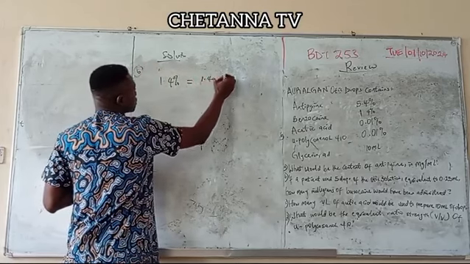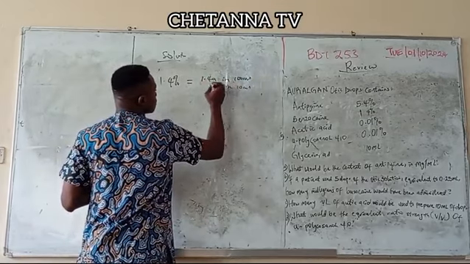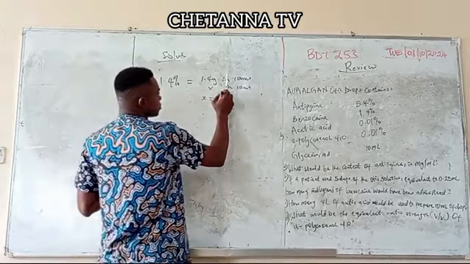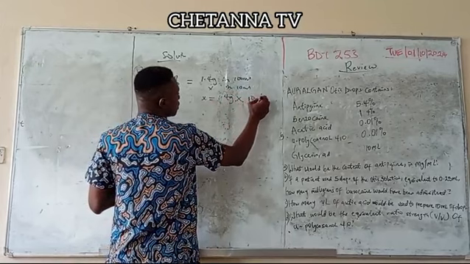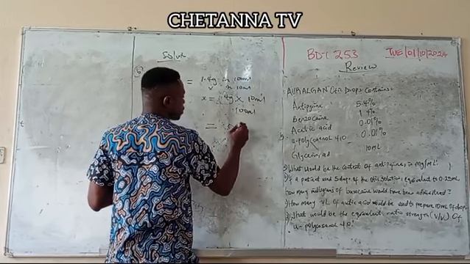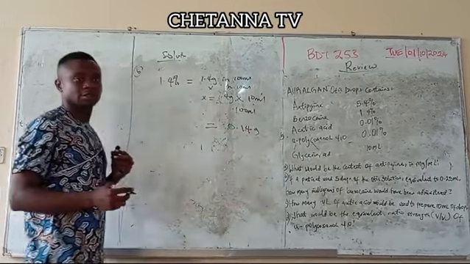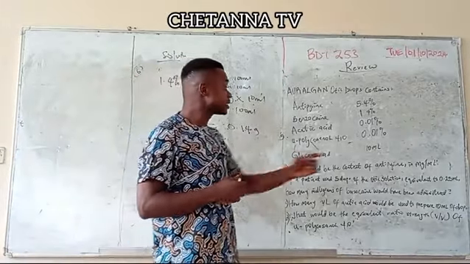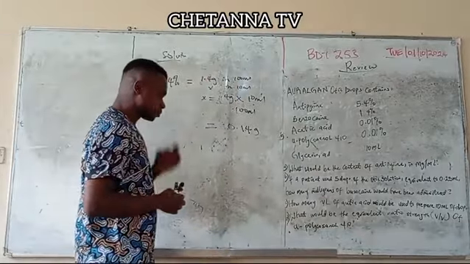So how many will be in 10 ml? 1.4 gram times 10 over 100 mil, which is 0.14 what? Gram, right? So 0.14 gram of benzocaine will be in this 10 mil, right? Good.